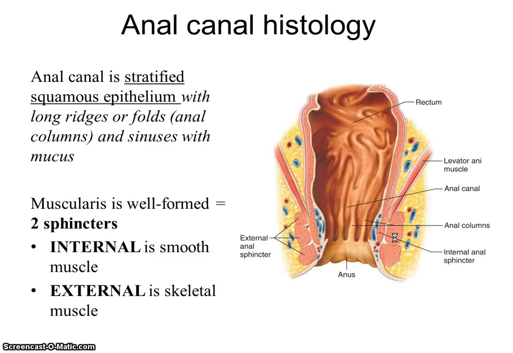All right. If we look at the anal canal, we would see an internal and external sphincters. Internal is involuntary, external is voluntary, so difference in the type of muscle. This is pretty much stratified squamous epithelium here, long columns and lots of mucus. So the anal canal is pretty short.